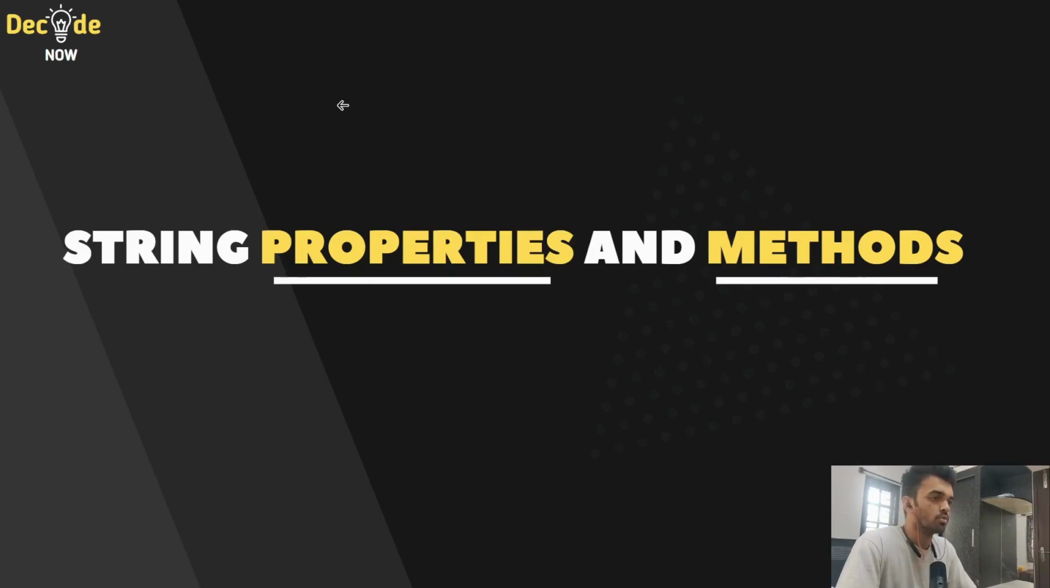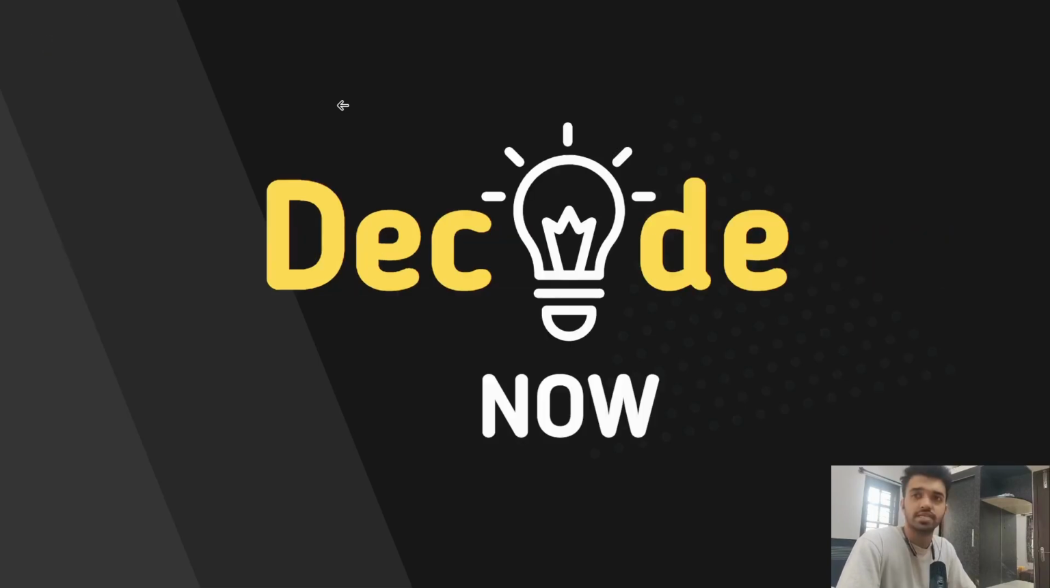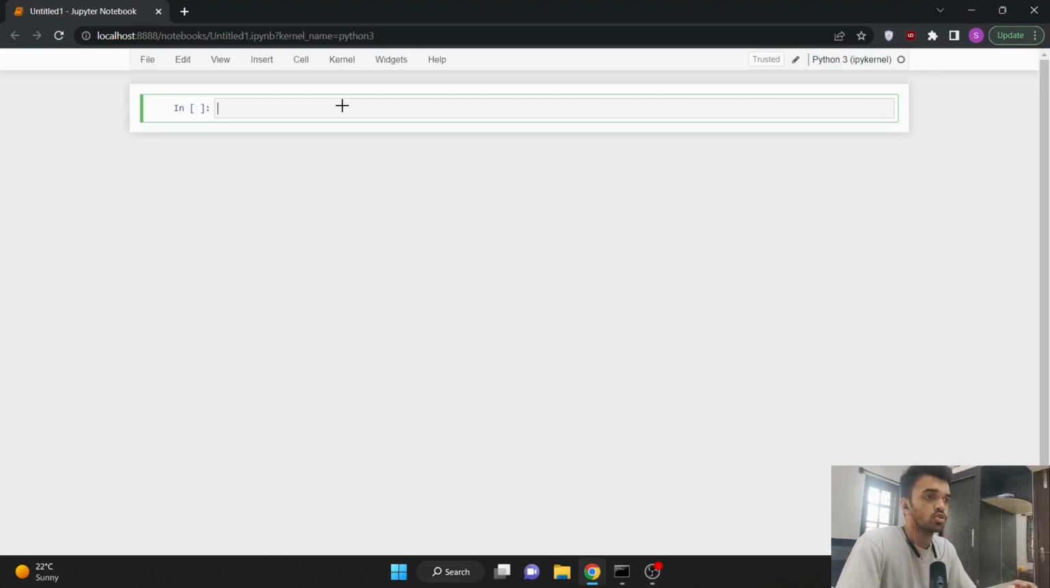Today we'll be learning about properties and various inbuilt methods for strings in Python. So the first property that we will be discussing is immutability. Strings are immutable. What I mean by that is once a string is initialized to a variable, we cannot modify it or alter it. So let's see it in the example.